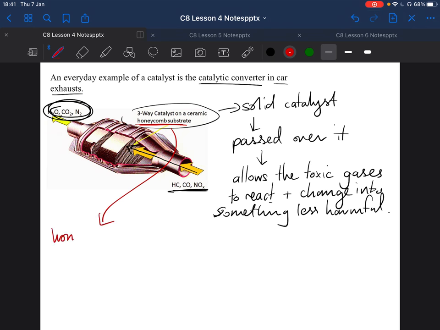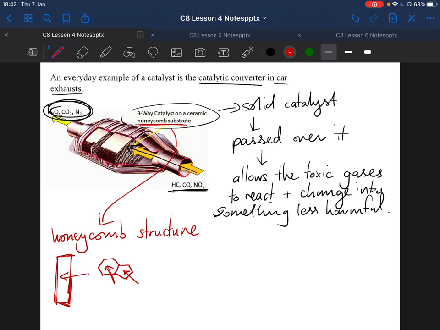It is a honeycomb structure. Okay, guys, so what that actually means is you have your solid catalyst like that in there. If we were to look at it from that view, we would see these honeycomb structures like this. And what they are is the gas travels through, they're hollow, so it travels through there. What that actually does is increase the surface area of the catalyst, okay?